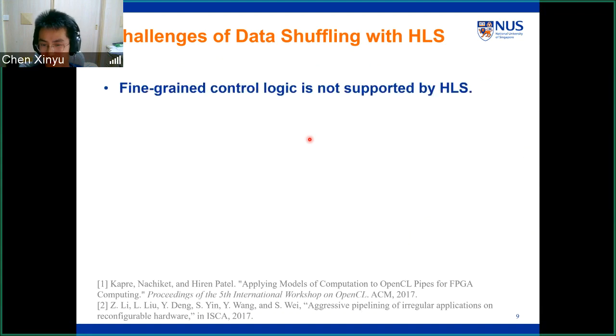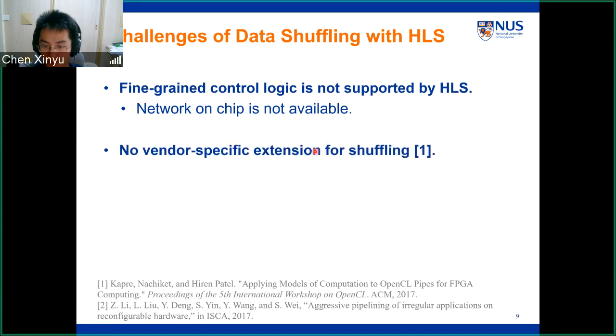Firstly, there is no fine-grained control logic for HLS. Because if you are using RTL, you can use some network on chips for solving this problem, right? You can route the corresponding data to your destination. However, for HLS, it's not possible. HLS is using the dataflow model.